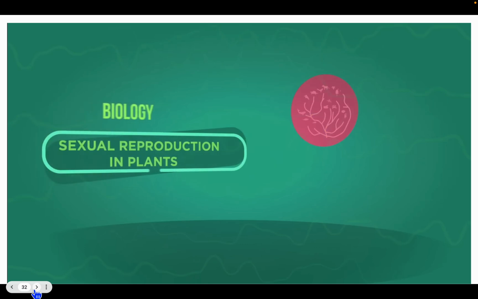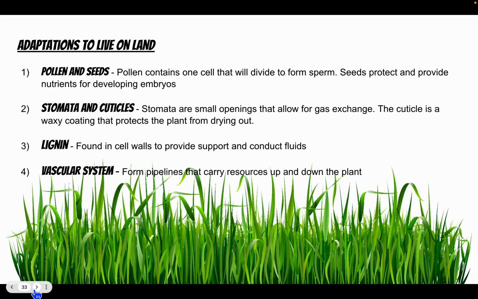All right, so let's go ahead and take a look at this a little bit more. So we're back into our notes here. The biggest thing that allowed plants to transition from being photosynthetic organisms in the ocean to life on land was the ability to sexually reproduce. So pollen and seeds through meiosis become part of that.